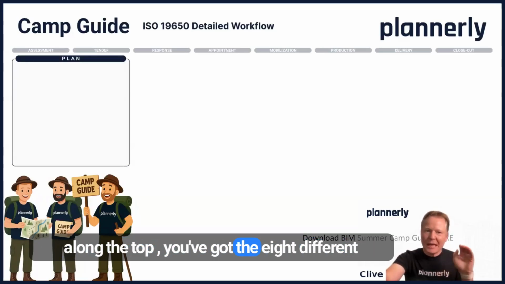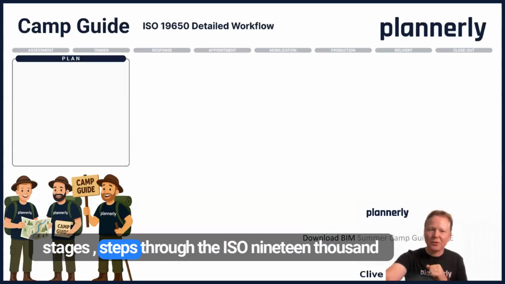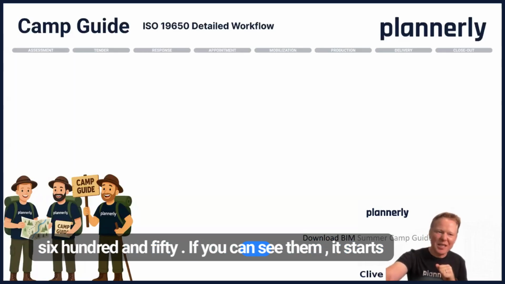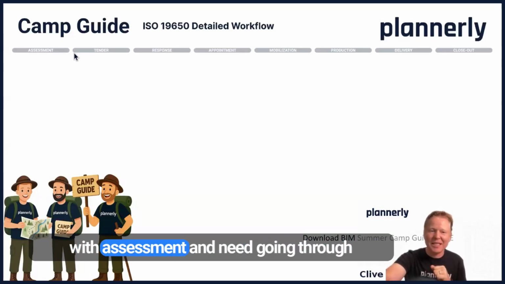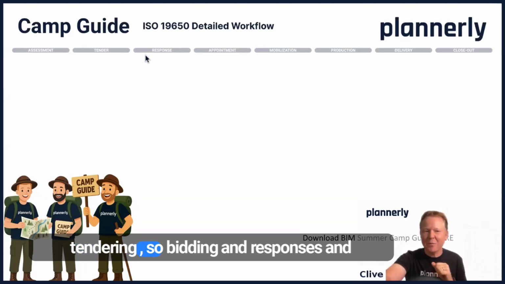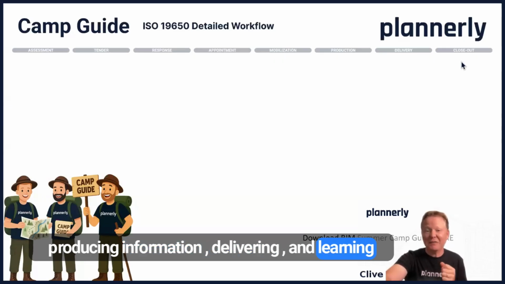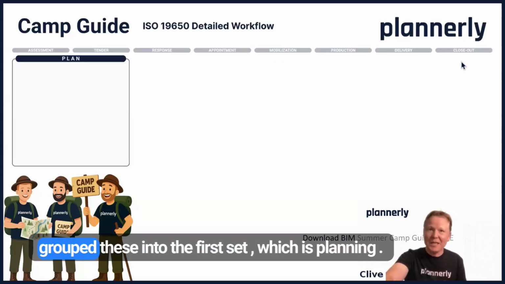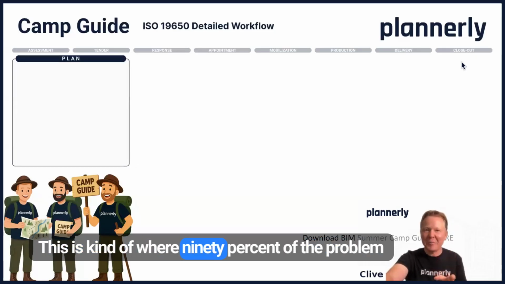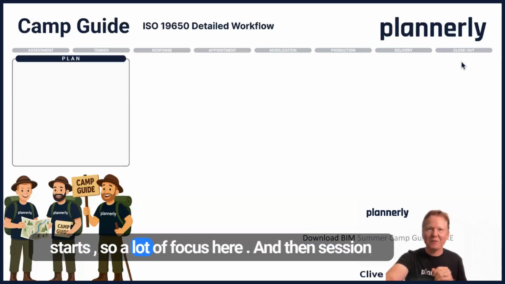Along the top, you've got the 8 different steps through the ISO 19650. If you can see them, it starts with assessment and need, going through tendering, so bidding and responses and appointments, so you're contracting, mobilizing, producing information, delivering and learning from it as you close out. We've grouped these into the first set, which is planning. This is kind of where 90% of the problems start, so a lot of focus here.